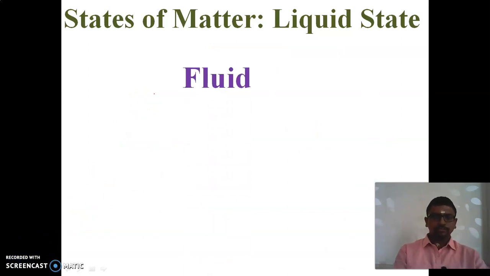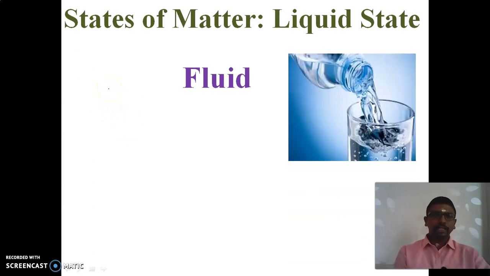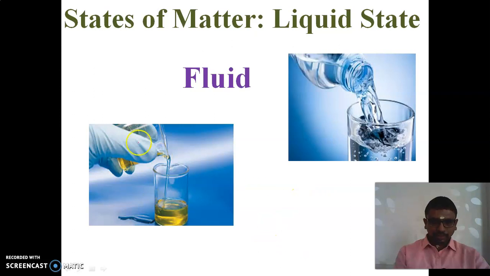Next we can see the properties. First we will discuss fluidity. Fluid means easy flow. A liquid will flow very easily. We can transfer water into another vessel easily, and we can transfer oil easily. The flow of the liquid is easy. That is the fluidity property.